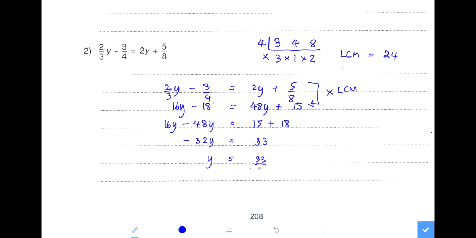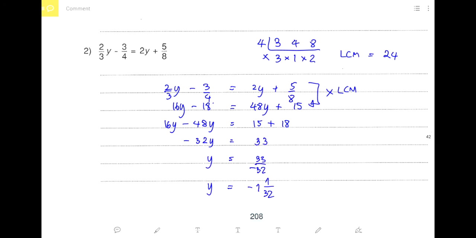So your y is 33 divided by negative 32. Change it to a mixed number. This is an improper fraction because the upper part is bigger than the lower part. So it's negative 1 and then 1 over 32. Yeah, this one is quite hard a bit, but not super hard. You can do it for sure.